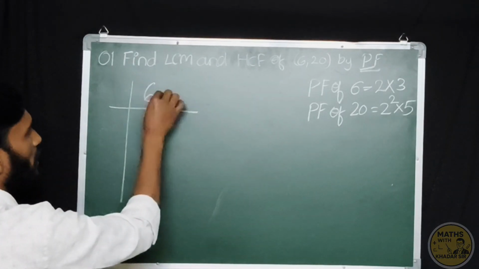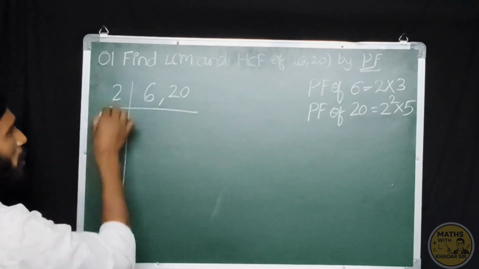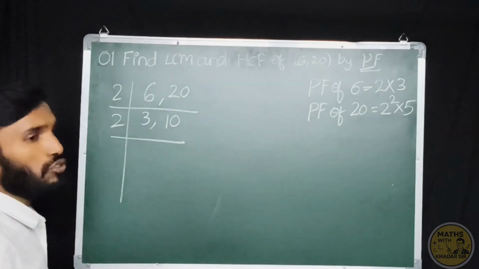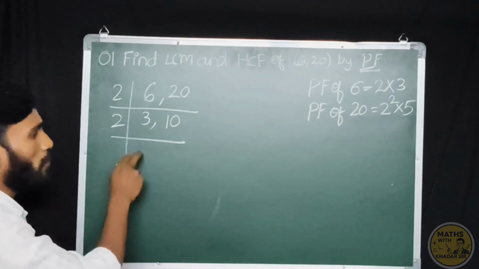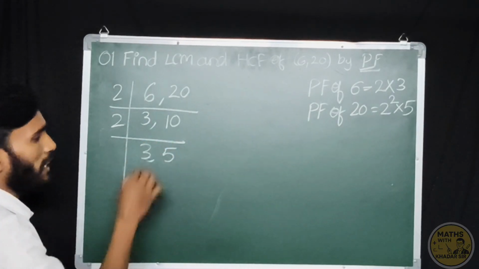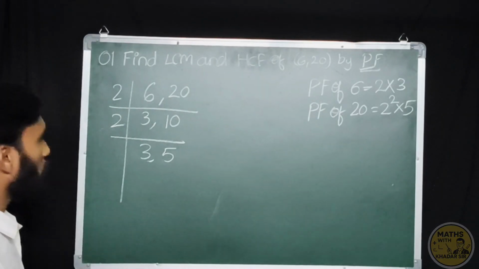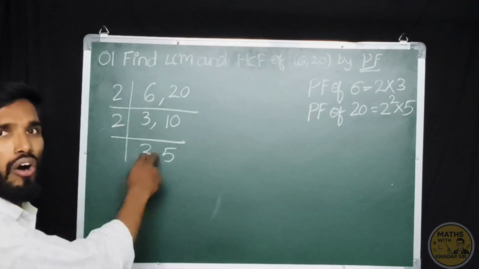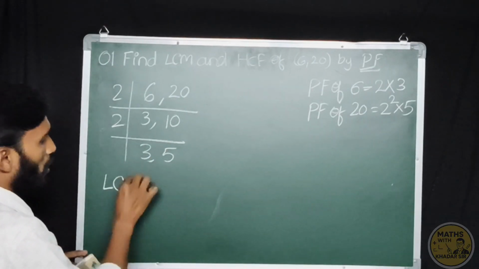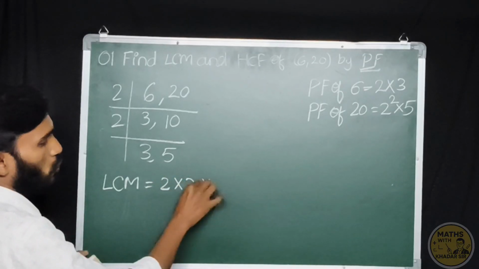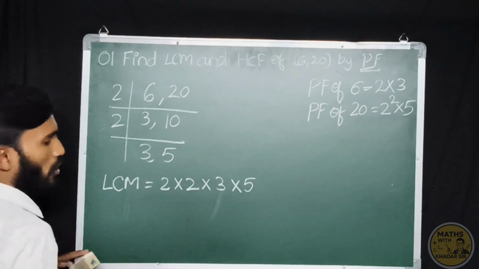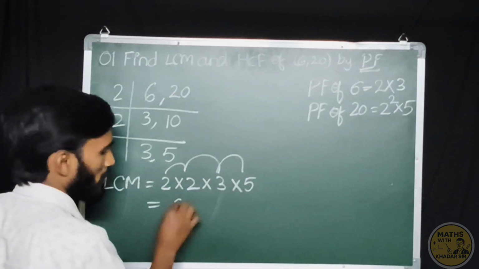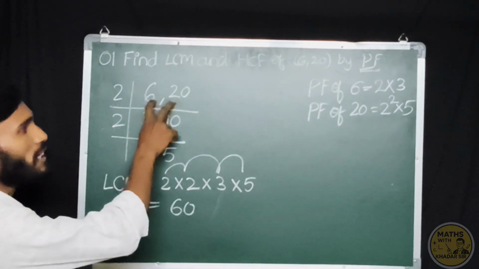Now I am finding at a time, 6 comma 20, 2 times, 3 times, 10 times. Now again, the number which is not going in a particular number, we should write the number the same, 3, 10, 5 times. If you observe here, we have the factors. We have to multiply all those factors to find the LCM. What is that? 2 into 2 into 3 into 5. 2 2s are 4, 4 3s are 12, 12 5s are 60. This is the LCM of 6 and 20.